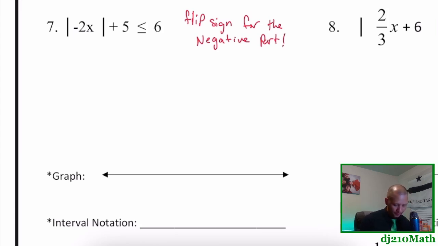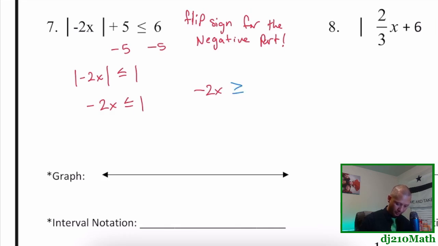So we're going to flip the sign for the negative part. Okay, so subtracting 5 to isolate, we get absolute value of negative 2x is less than or equal to 6 minus 5, which is 1. Okay, it's positive, so we're going to split it into 2. This is going to be negative 2x less than or equal to 1, and negative 2x greater than or equal to negative 1.